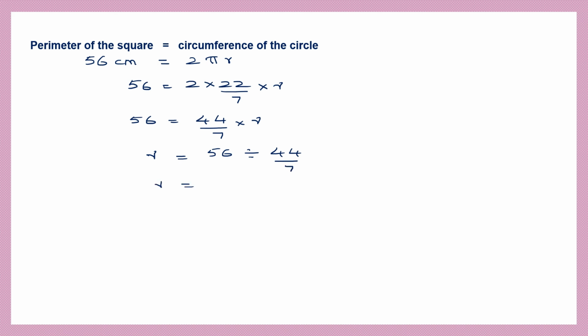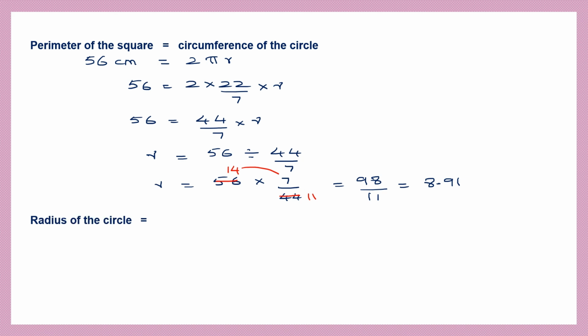So R is equal to 56 into 7 by 44, we write the reciprocal. Cancel 44 and 56 by 4. 4 11s and 4 into 14. Now multiply 14 into 7. 14 into 7 is 98 and here we have 11. When you divide 98 by 11, and when you round it off to two decimal places, you get 8.91. So we have found R, and that is the radius, and the radius of the circle is 8.91 centimeters. Now we can find the area.